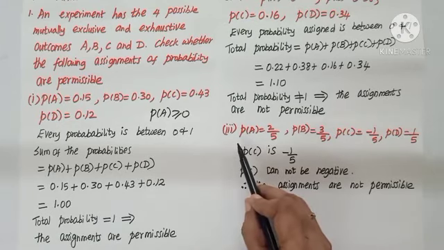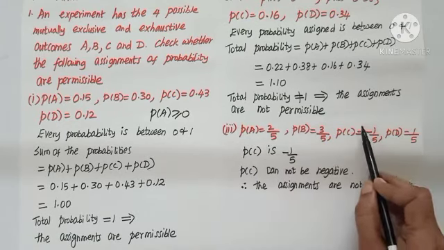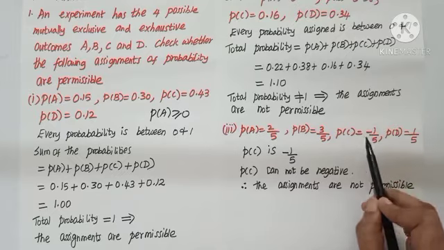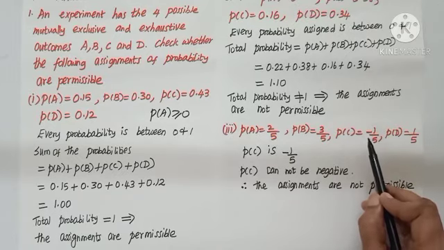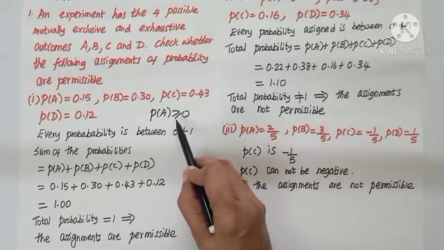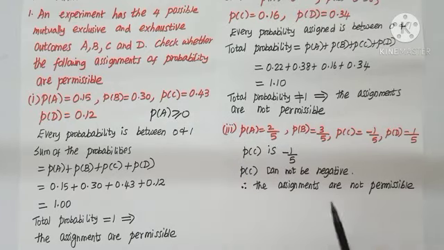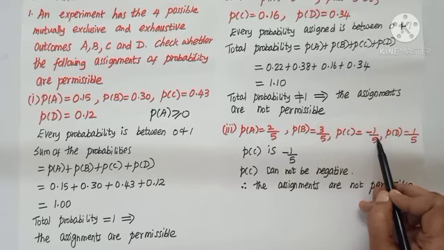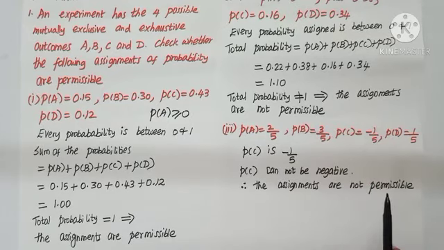Subsection 3, as we look out, P of C is negative. The very first condition is probability should be positive. It should be between 0 and 1. So here minus 1 by 5 is not admissible. So we will immediately say these assignments are not permissible.